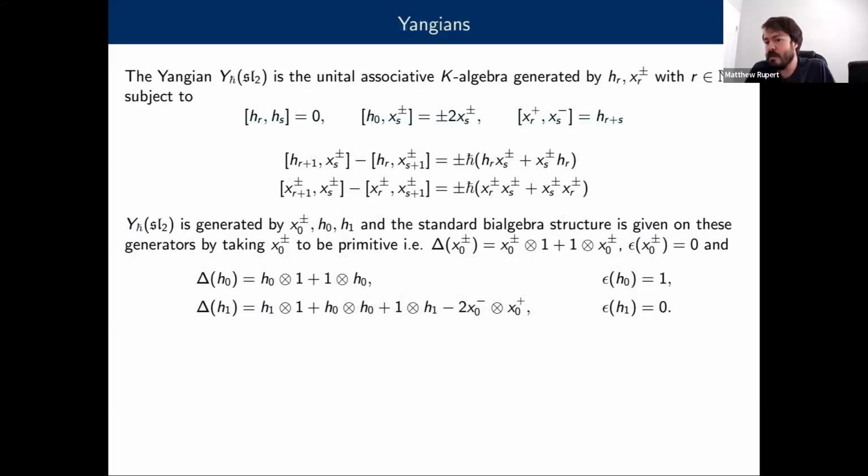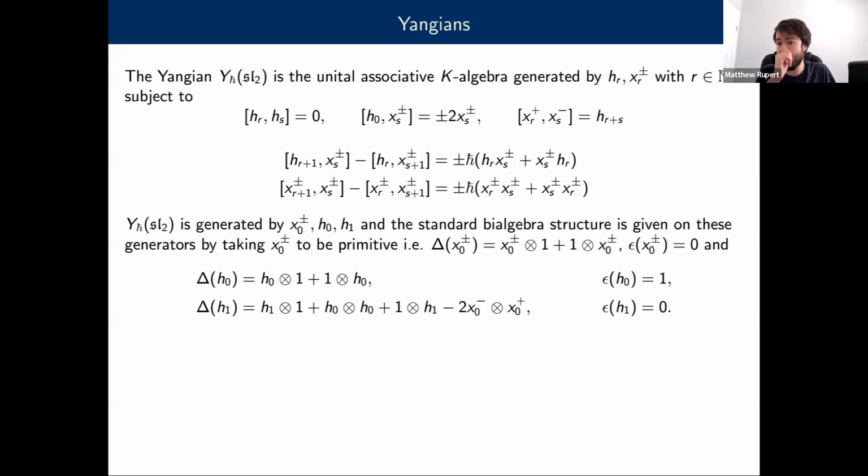Okay, and so I want to build structures of a quantum vertex coalgebra on the Yangian. For the purpose of this talk, I'll just present things in terms of SL2, but every statement I give holds for any finite dimensional simple complex Lie algebra. The Yangian of SL2 is the unital associative k-algebra generated by three infinite families of generators, H_r, X_r plus, and X_r minus, where r is a natural number, and they satisfy these relations here.